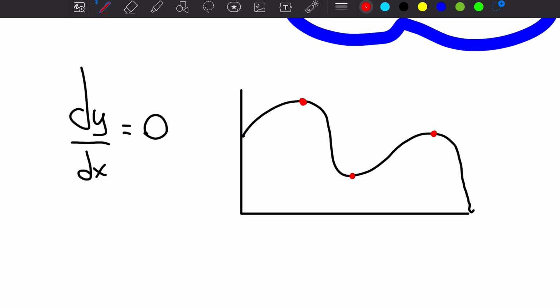And we can actually classify them, but we'll go into that in a further video. So that's what they are right now. This is all you have to know for now. They're points at which dy by dx is equal to 0. So let's give an example now.